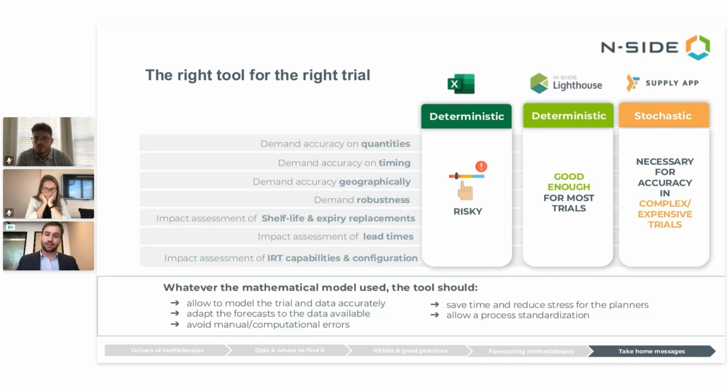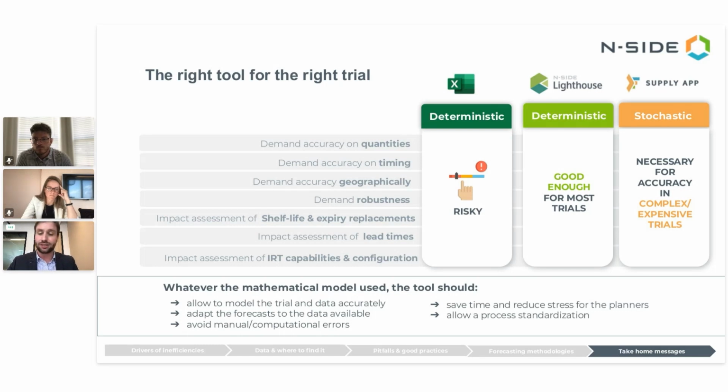In any case, if you want to compare your own system to another one, you need to be sure that you have the possibility to model the trial and the data accurately in your system, all the data that we showed you before. You also need to be able to adapt the forecast based on the data available. That way you will also avoid some manual and computational errors. That's why we clearly don't recommend Excel, because manual errors can happen really fast.